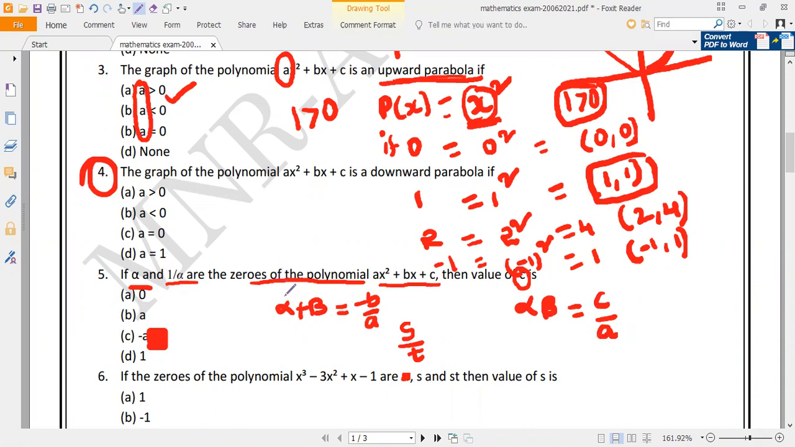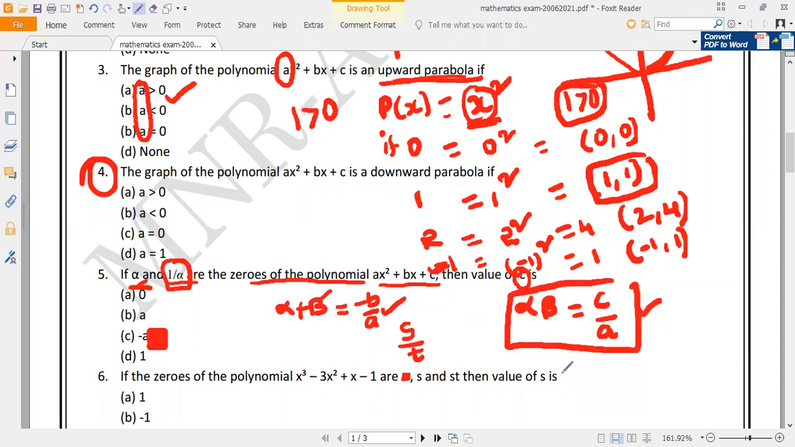In this case, alpha is alpha and beta is 1 by alpha. But in this case, we want only the constant. So which equation do we want? The product of zeros.